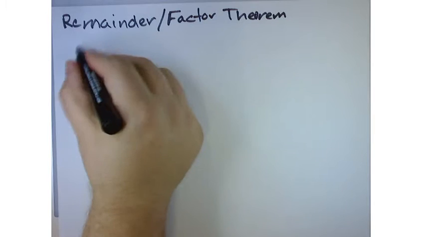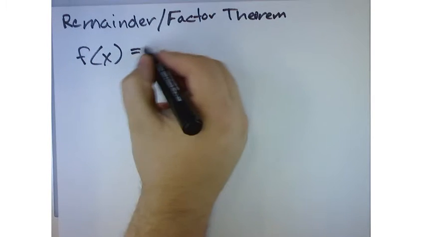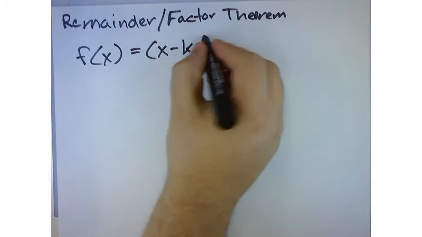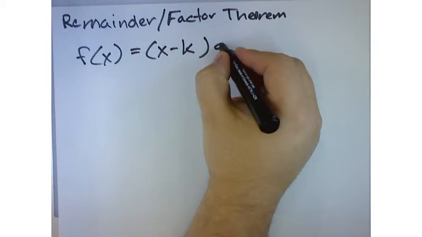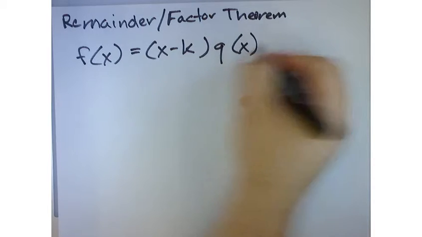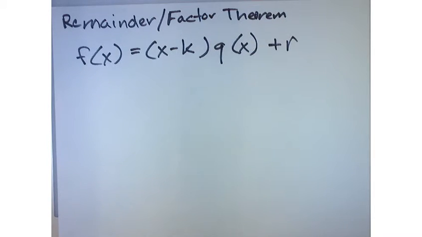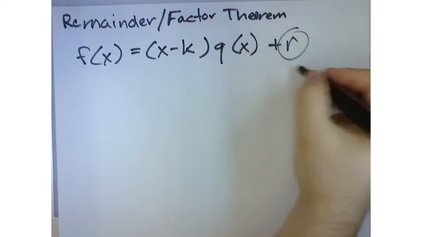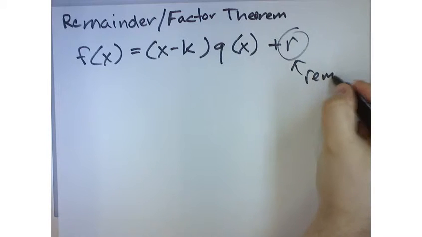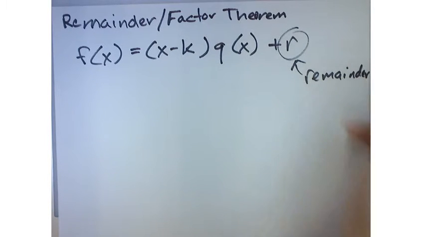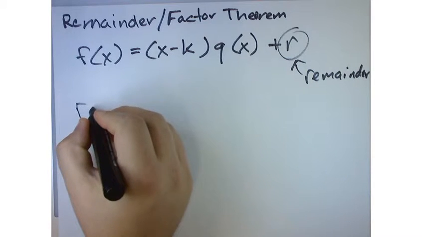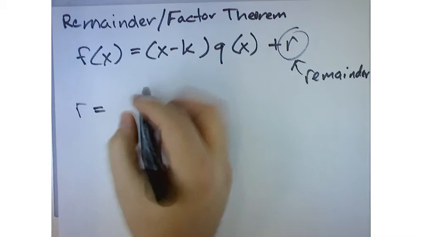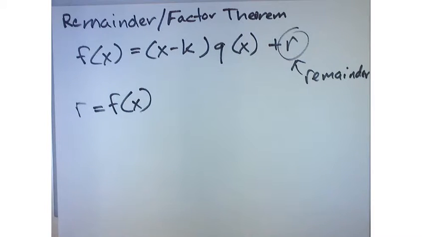Basically, if I have a function f of x and it's equal to x minus k times something like q of x plus a remainder, then we basically say that r is the remainder. Okay? All right? And so what we would say is that r is equal to f of x if it's divided by k.